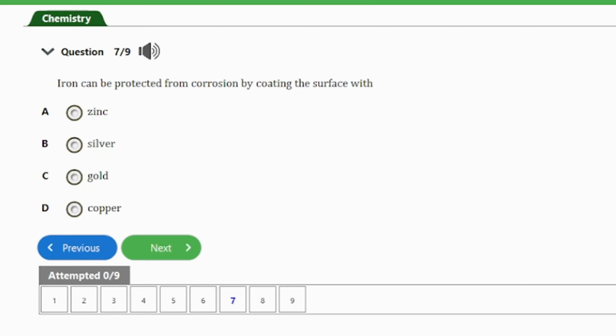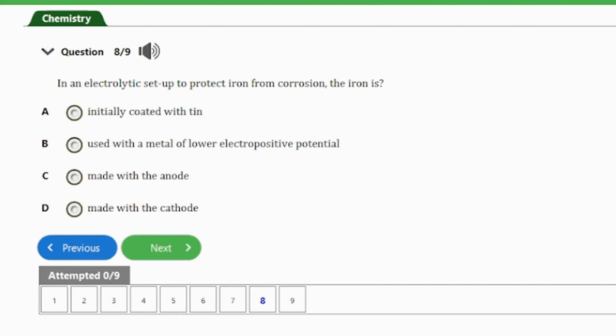Question number 7. It says iron can be protected from corrosion by coating the surface with A, zinc, B, silver, C, gold, D, copper. So guys, the answer to this question is option A here, and that's zinc. Iron is protected from rusting by using a metal that is higher than it in the electrochemical series to coat it. So zinc is an example of this metal that can be used in this process, and this process is known as galvanization.